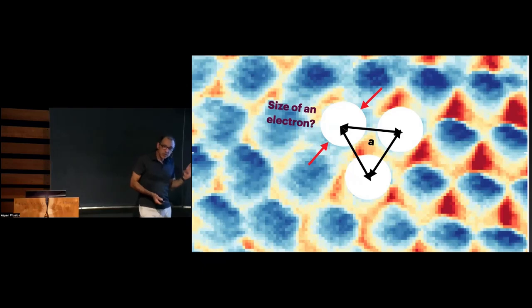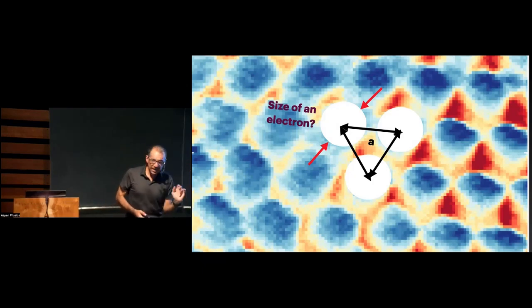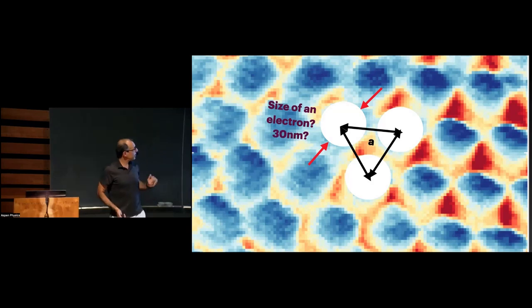Now you look at this picture a little closer, and you say, well, what determines the size of this feature? Is this a single electron? Well, you read the numbers from the experiment. This is 30 nanometers. Okay, electrons are very small. 30 nanometers is a very large number. It's a billionth of a meter or a nanometer, but an electron is much, much smaller than 30 nanometers. What are we looking at?